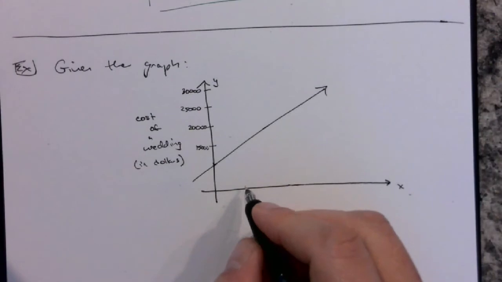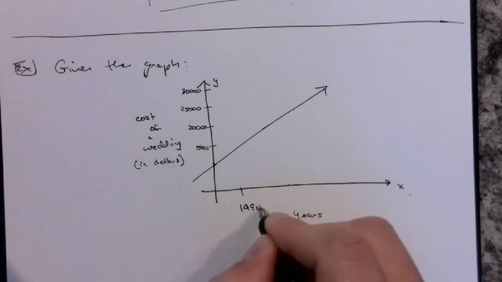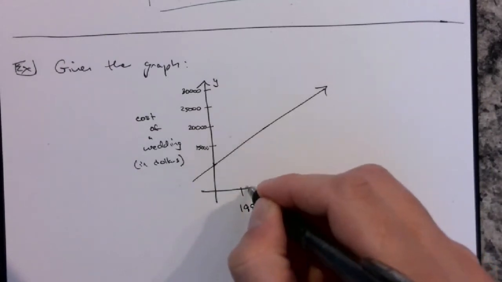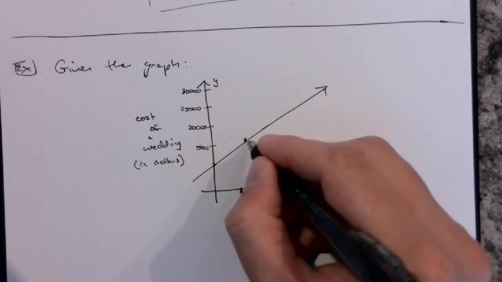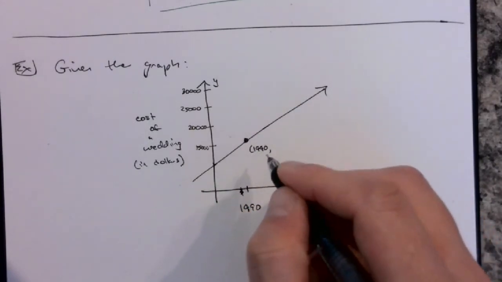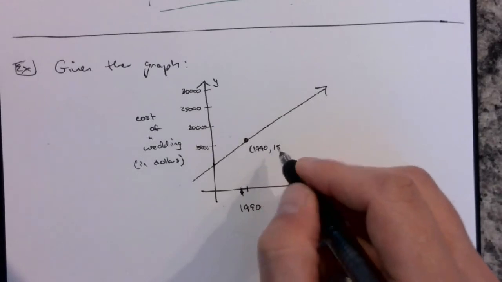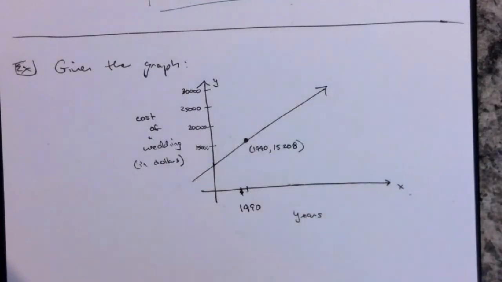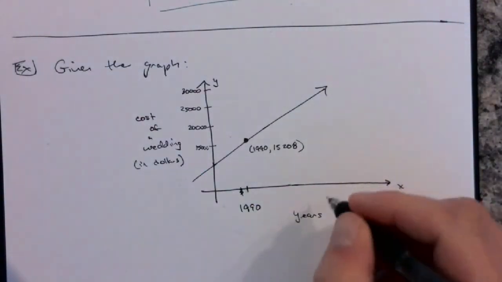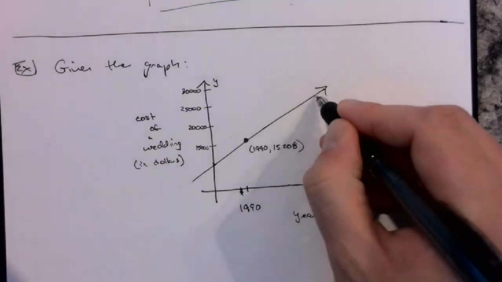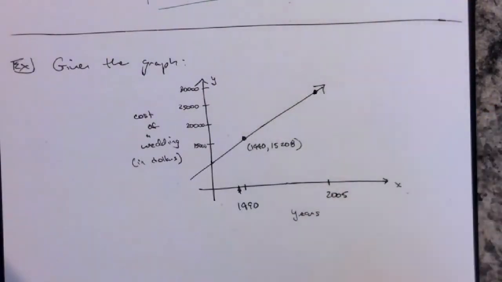And then let's say in 1990, I told you that this was at, actually I should put more over there. In 1990, this is at a point of 1990, comma, 15,208. Right, so it's not exactly on that tick mark, right? It's somewhere in between. And then I said in the year 2005, we're looking somewhere over here.